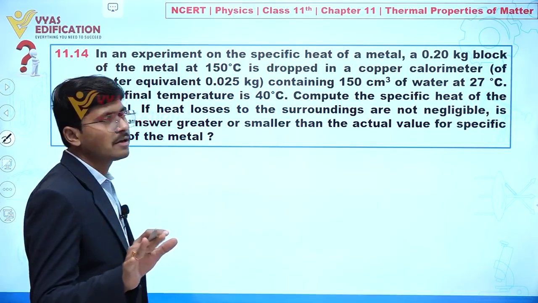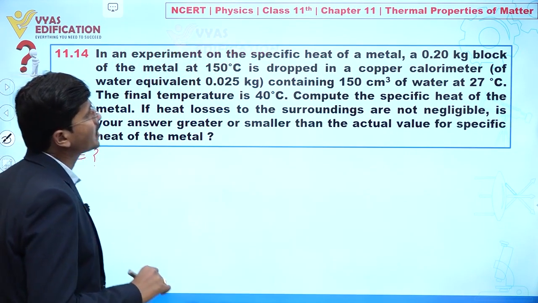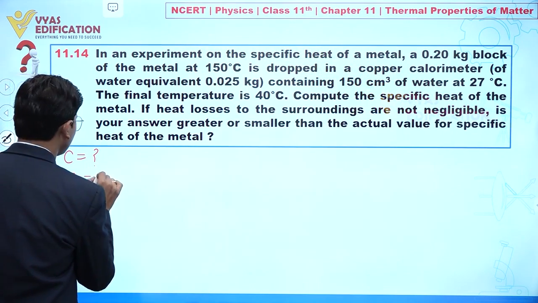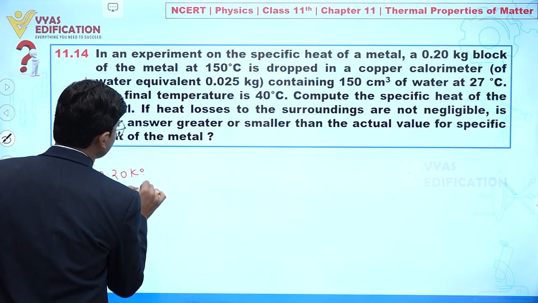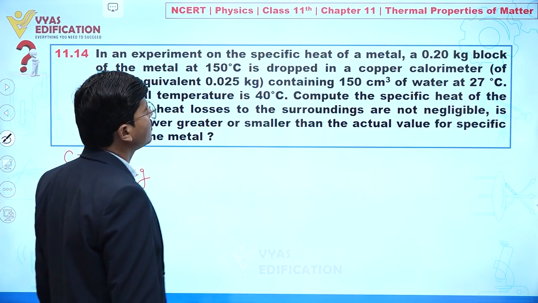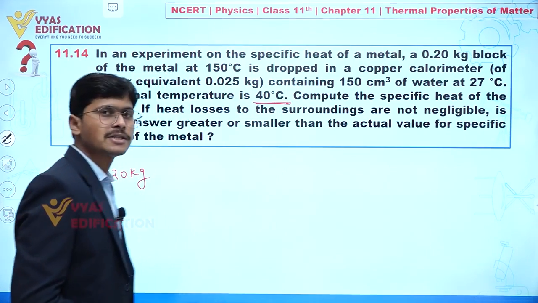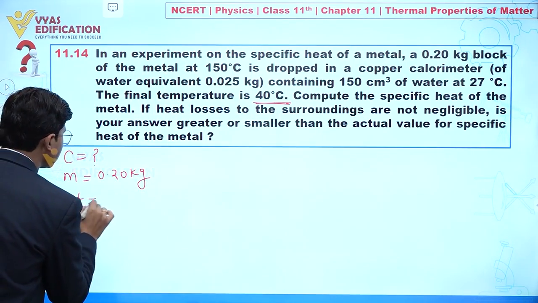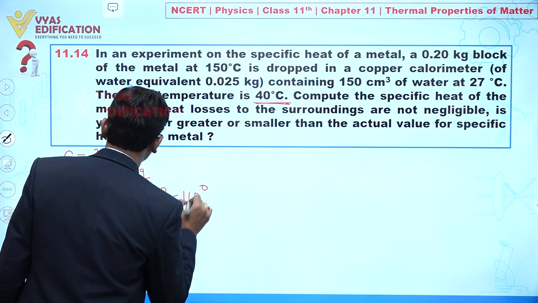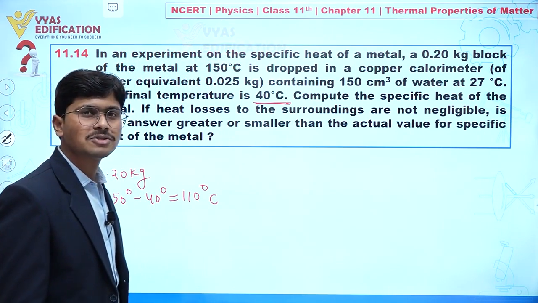Now let us try to understand this question. We have an experiment. Our objective in this question is to find the specific heat of the metal. So this is our objective. Clear? The mass of the block is given to you. This is 0.20 kilogram. Okay, fine. And the initial temperature is 150 degrees Celsius, and when we place this into the calorimeter, the final temperature is 40 degrees Celsius. So what is the value of ΔT? I can say ΔT is given by 150 minus 40, and this should be equal to 110 degrees Celsius. Clear to everyone?